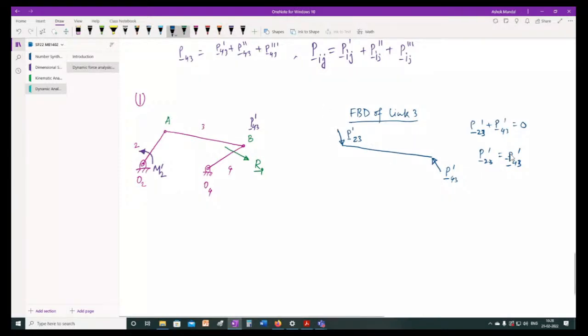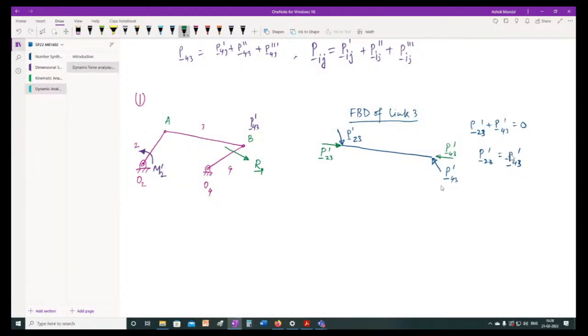And you see one thing, these links are not supported by any moment at the joints, because joints are pin joints. Pin joints don't support moments, right? So there is no external moment. That means these forces are along the length of the link. Are you convinced with this or not? These forces cannot be like this.